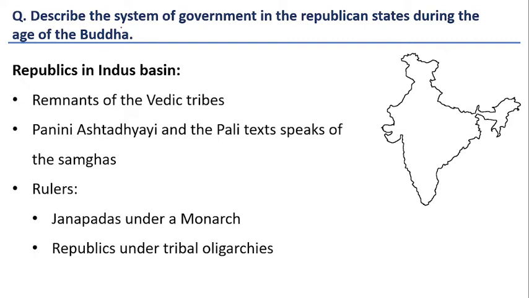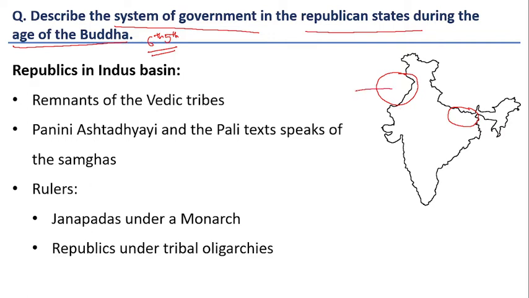The question is, what was the system of government in the republican states? First of all, we should know in which locations republican forms of government were there. Mainly they are asking about the age of Buddha. That means during the 6th and 5th century BCE, whether there were any republican forms of government. Mainly in the Indus region there were certain kinds of republic systems, and in the eastern part of the Gangetic plain also some republic governments were there.